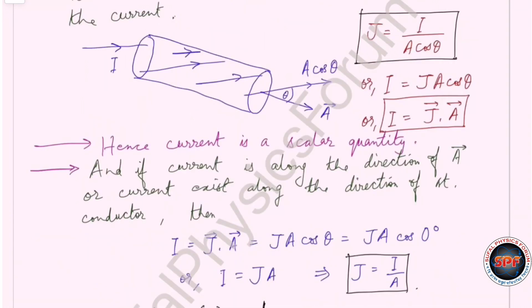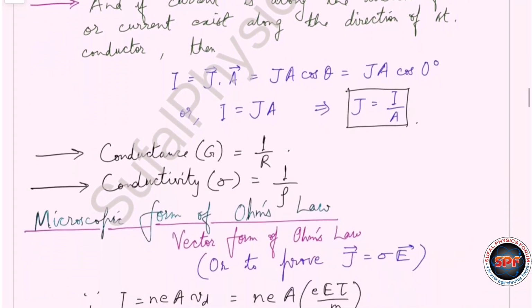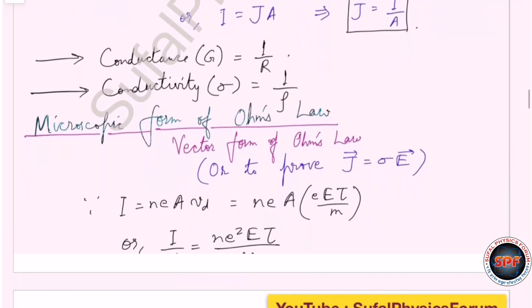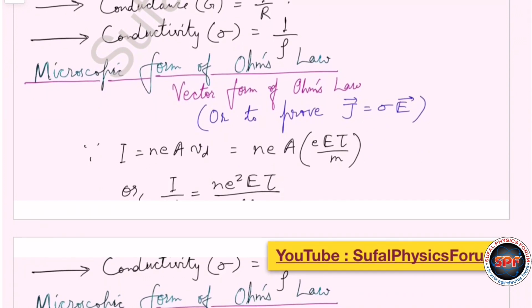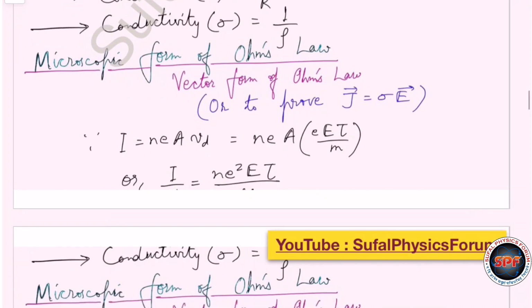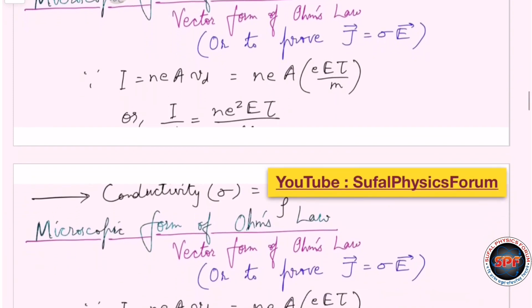Why is current a scalar quantity? Because it is the dot product of two vector quantities. And it is the microscopic form of Ohm's law, which could alternatively be understood as the vector form of Ohm's law.